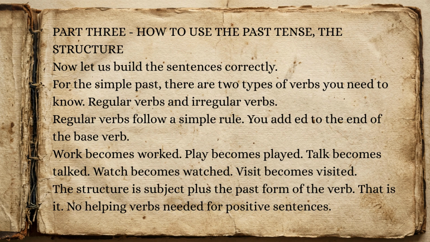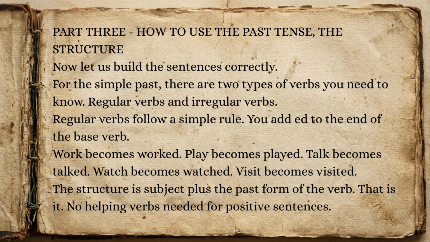Part 3. How to use the past tense. The structure. Now let us build the sentences correctly. For the simple past, there are 2 types of verbs you need to know. Regular verbs and irregular verbs. Regular verbs follow a simple rule. You add ed to the end of the base verb.